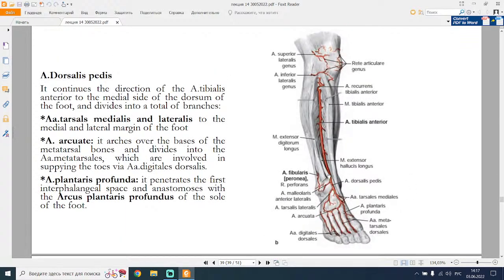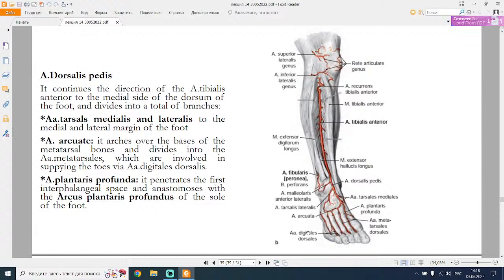Arteria dorsalis pedis. It continues the direction of the arteria tibialis anterior to the medial side of the dorsum of the foot and divides into branches. Arteria tarsalis medialis and arteria tarsalis lateralis supply the medial and lateral margin of the foot.